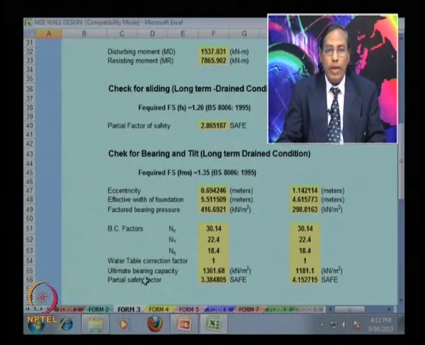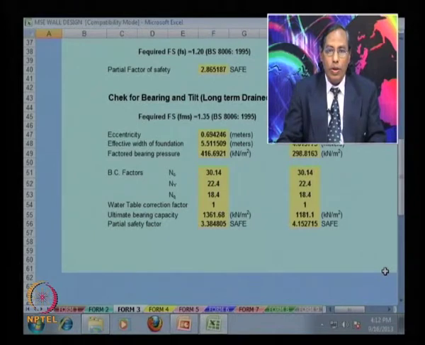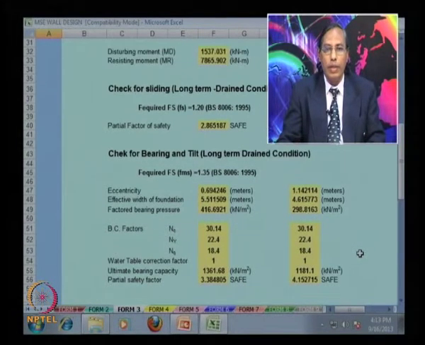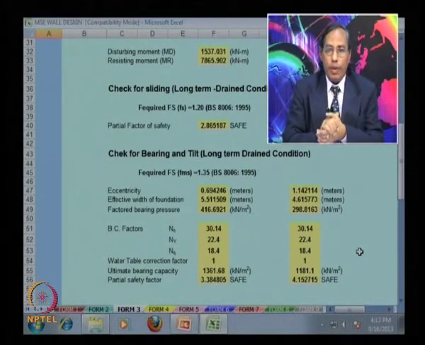So you can check the partial factor of safety, that is for A 3.384805, so it is safe, and for B it is 4.152715, so it is safe. So you know the factor of safety for A and B. So it satisfies the bearing capacity criteria, it satisfies the overturning moment criteria. So it is a safe design.